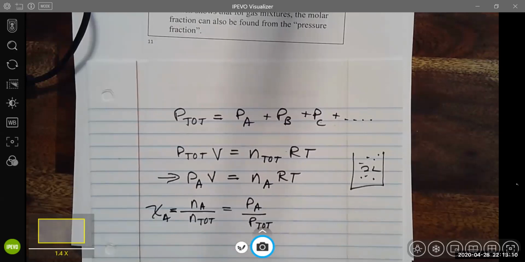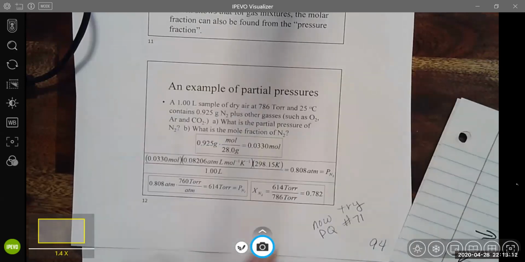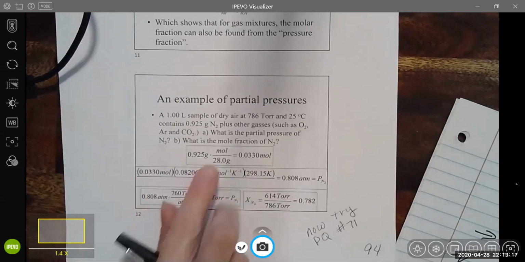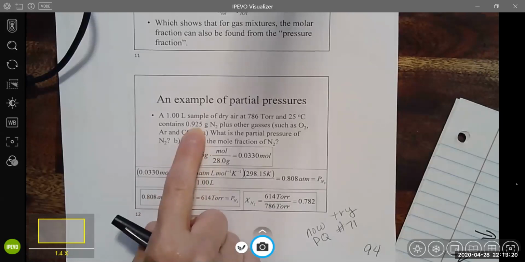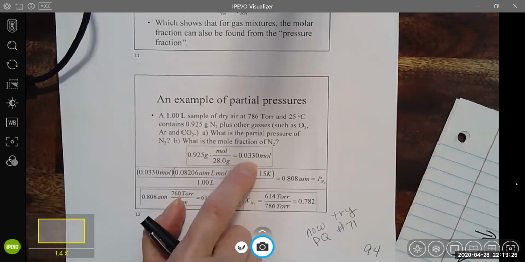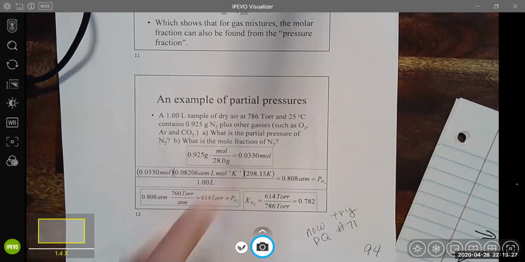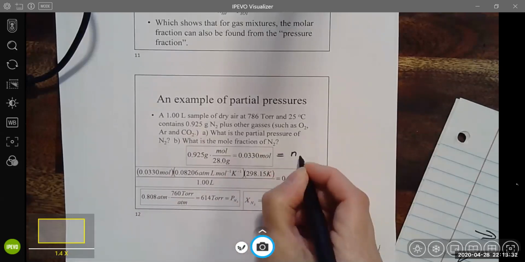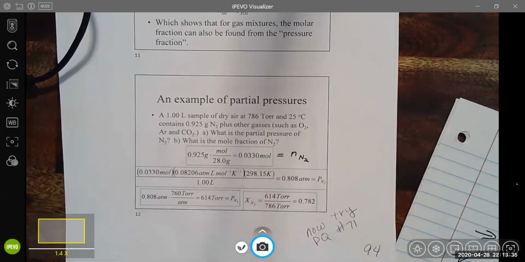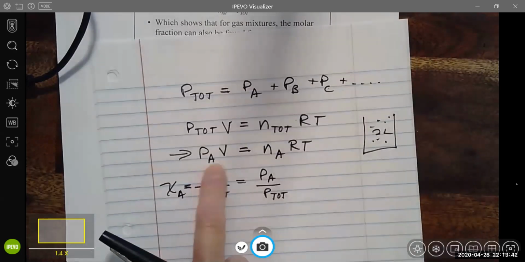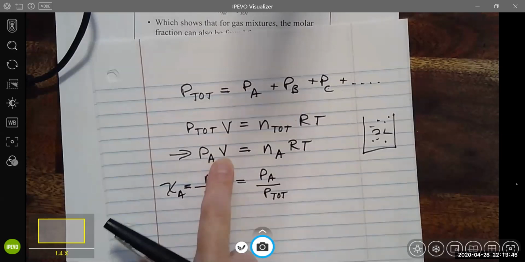So the first thing we're going to need, and that's what's done here, is we need to change those grams of nitrogen to moles. So this is for nitrogen, 0.925 grams of nitrogen. This is the molar mass of nitrogen in 1 mole. This is the moles of nitrogen. So this is now moles of nitrogen.